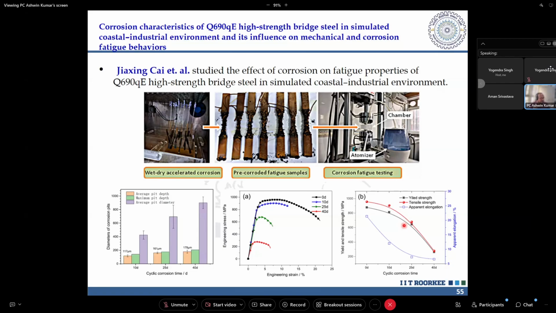So earlier, the conception was that if corrosion happens, the thickness of the member gets reduced due to the corrosion activity. But then you have an example here which shows that yield and ultimate strength and ductility can also reduce. Which means it changes the whole thing.